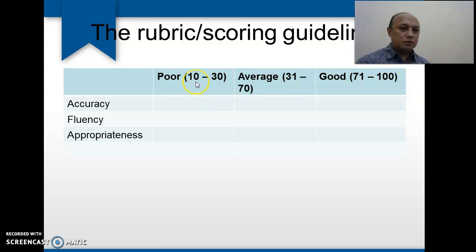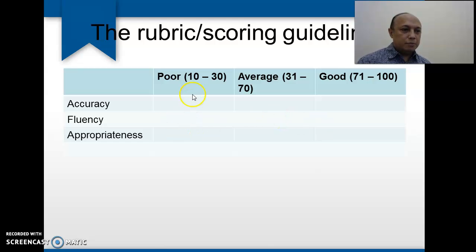Ranging from poor, the score ranges from 10 to 30, average 31 to 70, and good 71 until 100. Of course, this is just a rough guideline. The actual rating scale that you can see from TOEFL or IELTS may be much more complicated than this one, but I just gave you the idea of what a rating scale looks like. Later, you'll have to create your own rating scale in order for you to carry out a good speaking test or writing test. Okay, so this is the rubric.